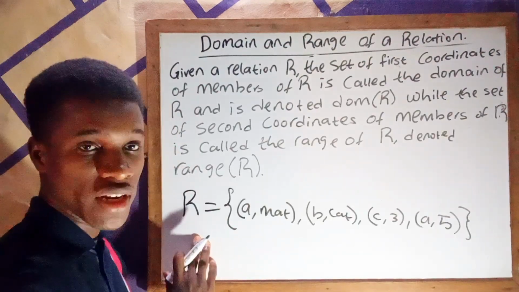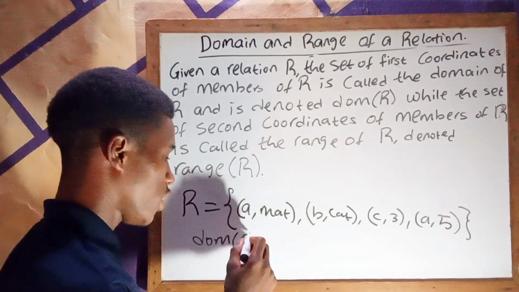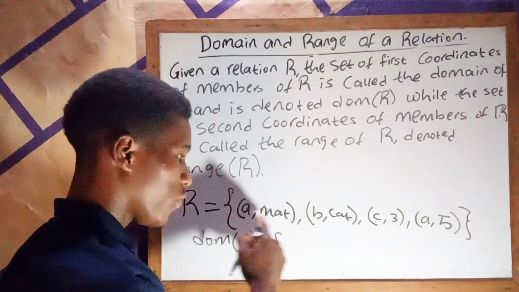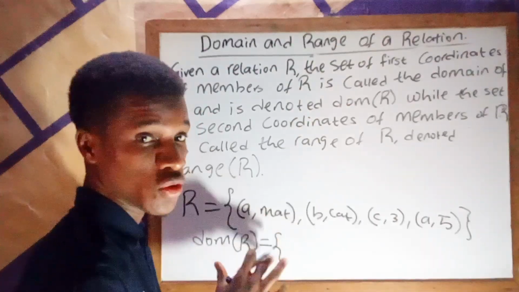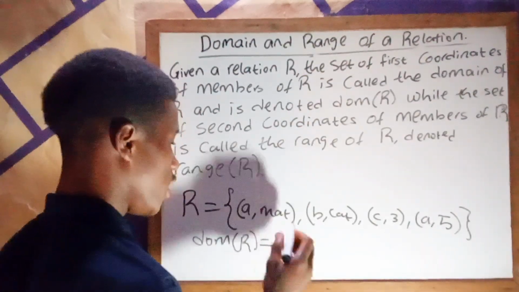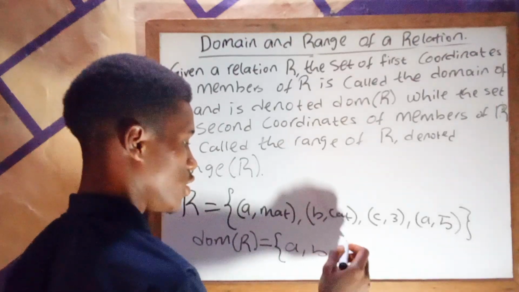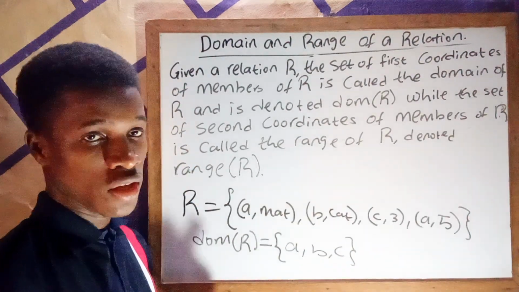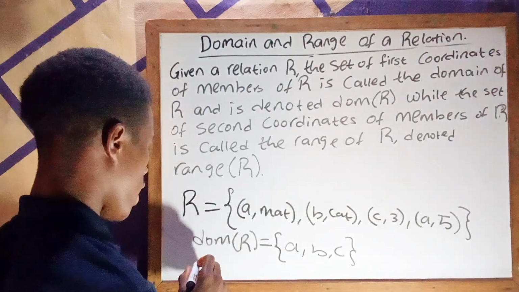Now the domain of this binary relation, denoted by dom R, is a set of the first entries. So when we bring the first entries together of this binary relation, we get the domain of R, and clearly we see that this is A, B, C. Remember, in sets, repetition is not ideal. So this is the domain. Then the range of R.